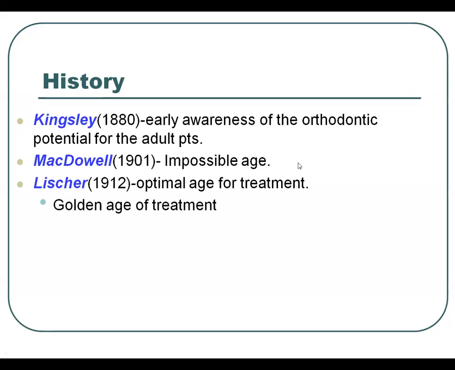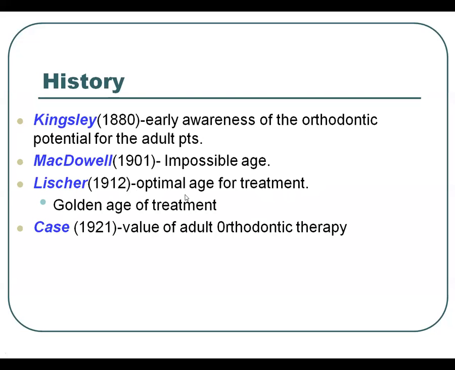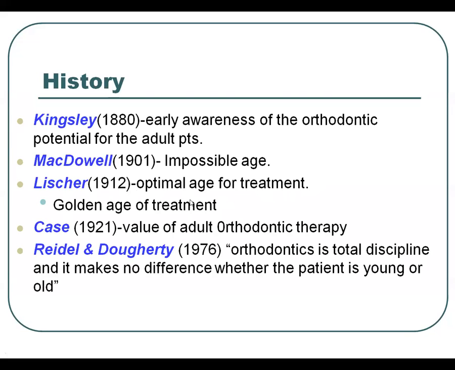But as time advanced, Lister told of an optimal age for the treatment of orthodontics, which means, according to Lister, it is a golden age of treatment. Case spoke in 1921 about the value of adult orthodontic therapy. Riedel said orthodontics is a total discipline and it makes no difference whether the patient is young or old, which means orthodontic treatment can be done in any age group. There will not be any age specification. It can be done in young as well as old age.